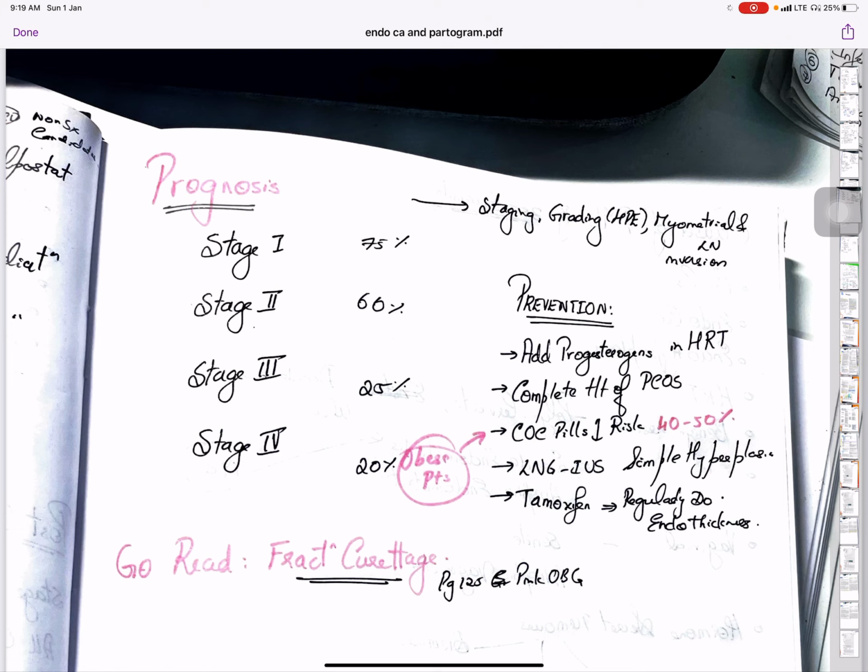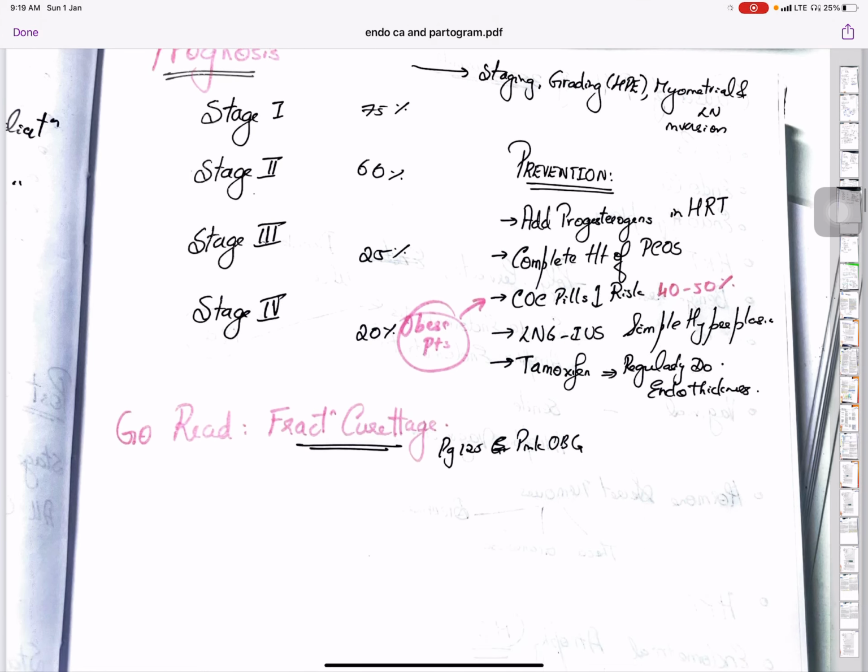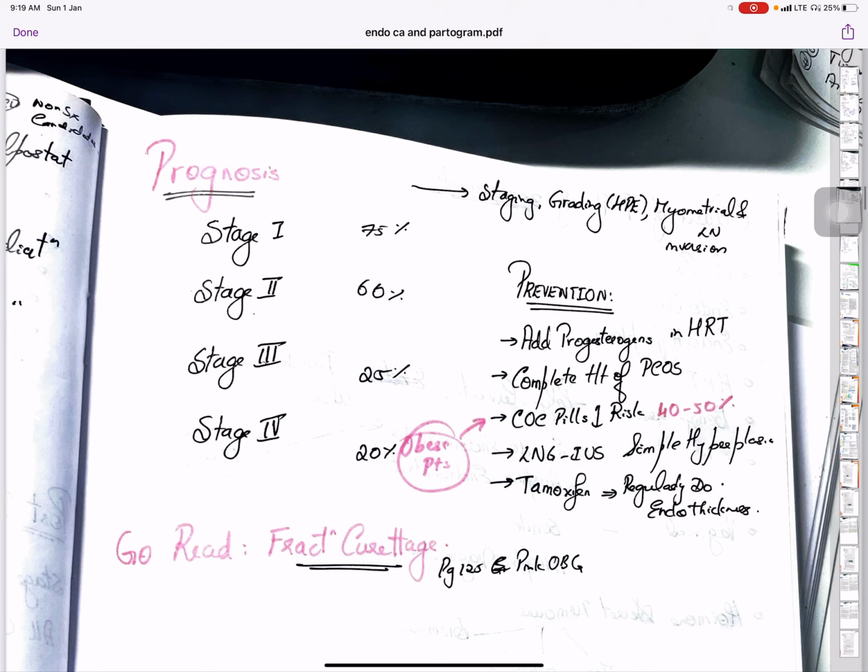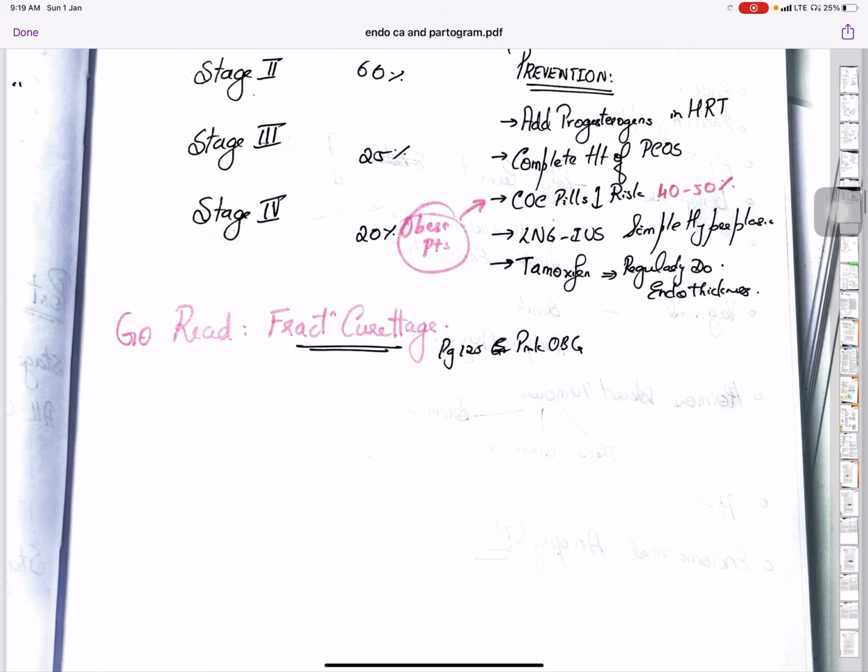What is the prevention? Always combine it with progesterone in HRT. Fully treat PCOS. Combined oral contraceptive pills help in obese patients. LNG IUS helps in simple hyperplasia. And with tamoxifen, do a regular endometrial check. So what is important for prognosis is staging, grading, metastasis, lymph node involvement, all that.